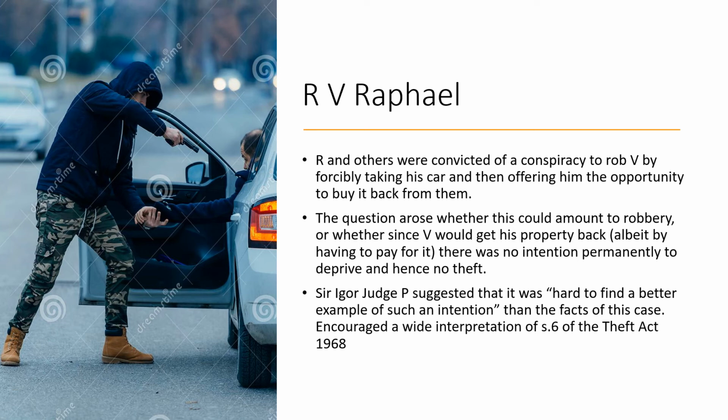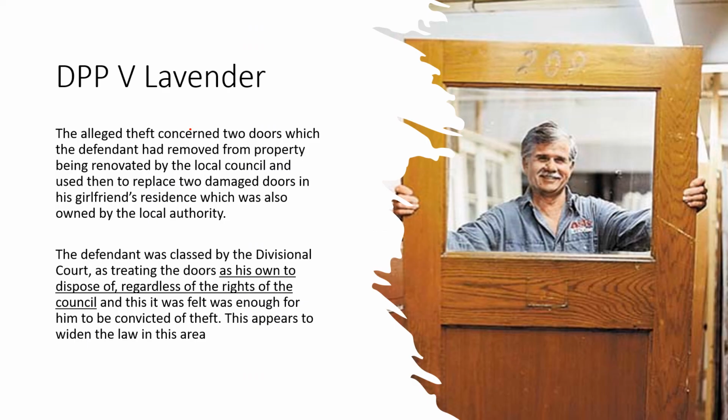One way or the other, he's going to get his property back or lose his money. Both things are property, and there is, of course, intention to permanently deprive the other of it. Now, in DPP v Lavender, the alleged theft here concerned 2 doors which the defendant had removed from property being renovated by the local council, and then used to replace 2 damaged doors at his girlfriend's residence, which was also owned by the local authority.